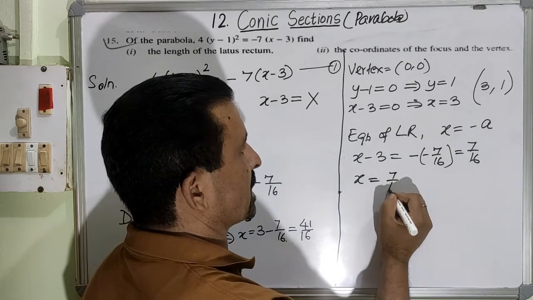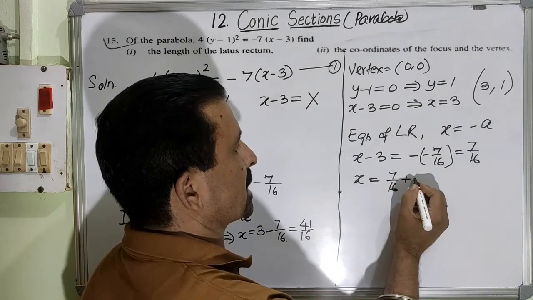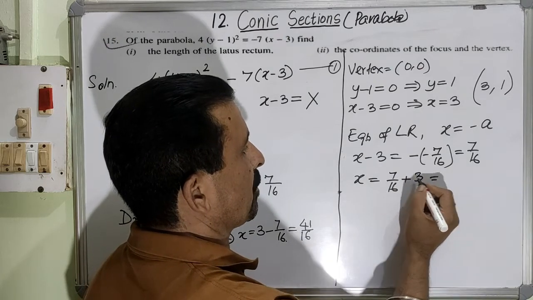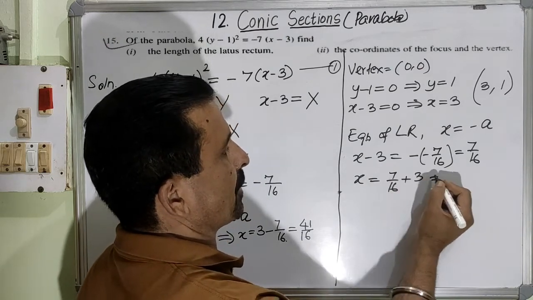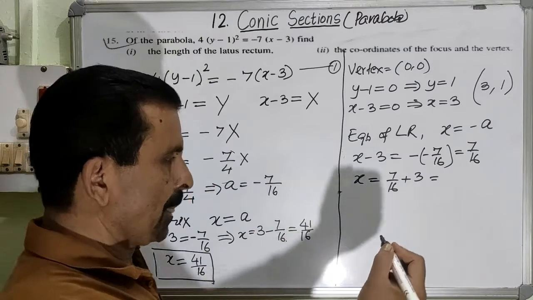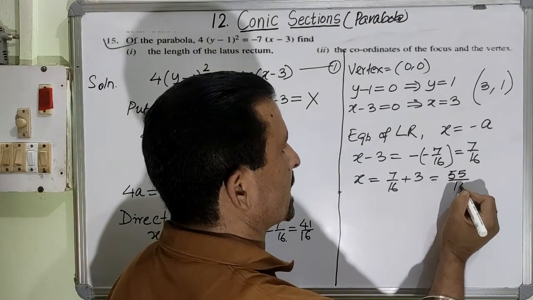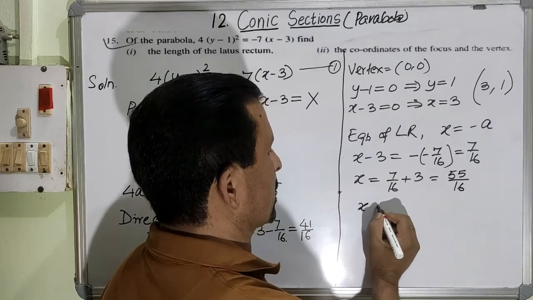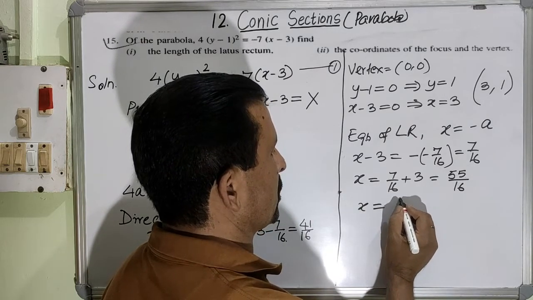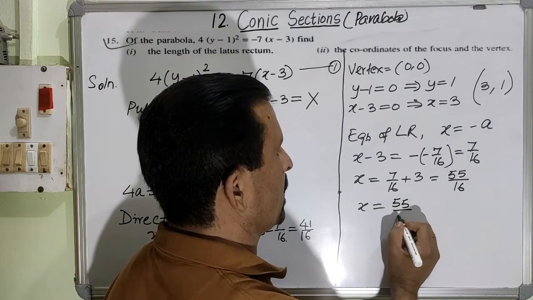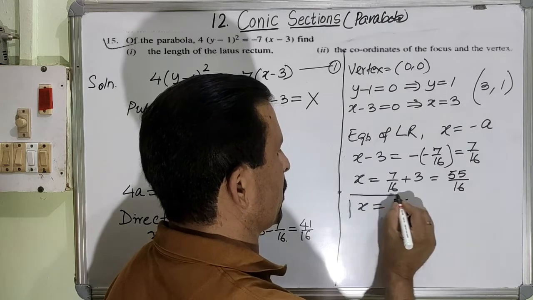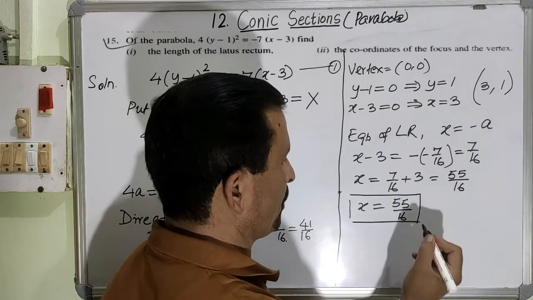This will become 7 over 16. This minus will become plus. So this is 3. Now 16 3s are 48. 48 plus 7 will become 55. This will be 55 over 16. And therefore, the equation of your latus rectum will be x is equal to 55 over 16. This is the equation of your latus rectum.